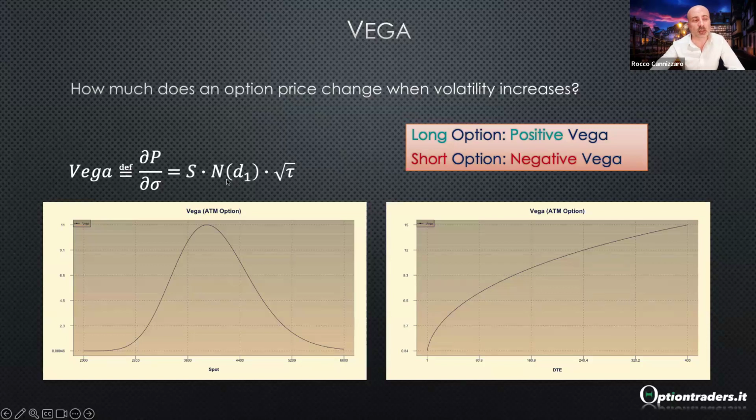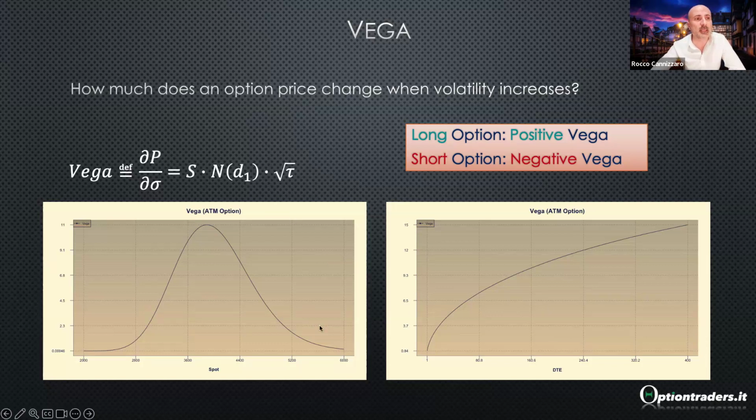This is essentially the formula, where S is the spot price, N is the normal density function, and d1 contains all the parameters. There's a longer formula that I showed in the previous slides. And the square root of tau is the time effect, where tau is the time to maturity in years. So long options have positive Vega, short options have negative Vega.